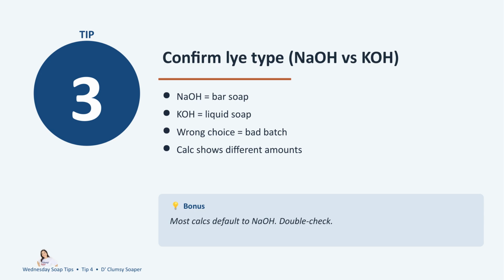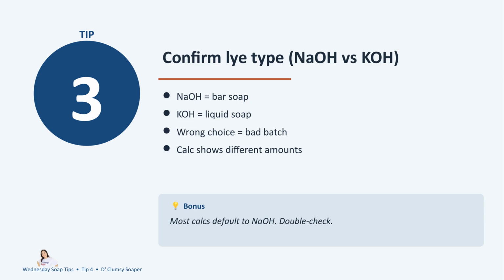These 2 alkalis have different saponification values, meaning your calculator will produce completely different lye amounts depending on which one you select. Swap them, and your batch is compromised before you even start. Think of it like baking. You cannot substitute baking soda for baking powder in equal amounts and expect the same result. The chemistry simply does not work that way. Here is the practical tip. Most online lye calculators default to sodium hydroxide automatically.